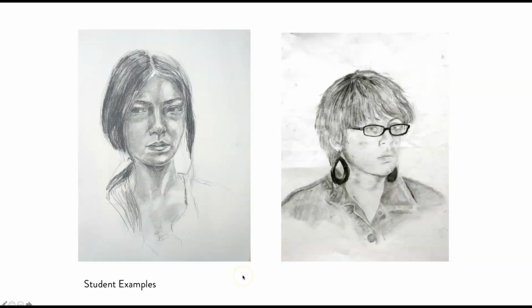These are two more student examples. Again, really observing the individuality of the forms, very observational, not stereotyping forms, no football eyes, no L-shaped noses, really looking at every single value and really focusing where values butt up against other values instead of using line.